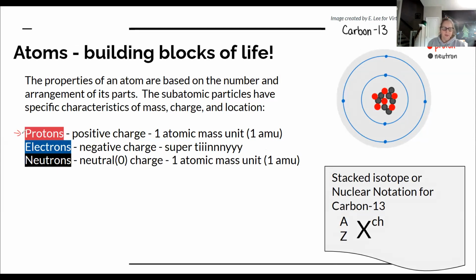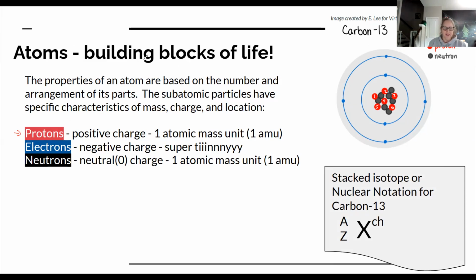The protons are positively charged and they're located in the nucleus. So this one has 1, 2, 3, 4, 5, 6 protons, which makes sense because it is carbon, and we'll show later on the periodic table that carbon has an atomic number of 6 and 6 protons.